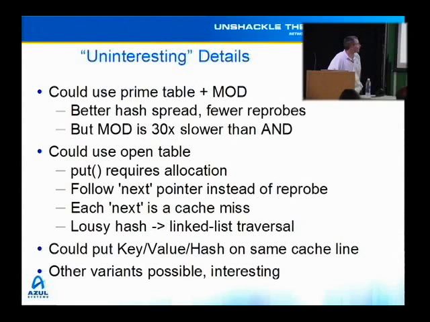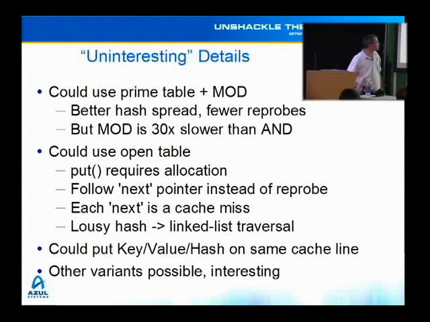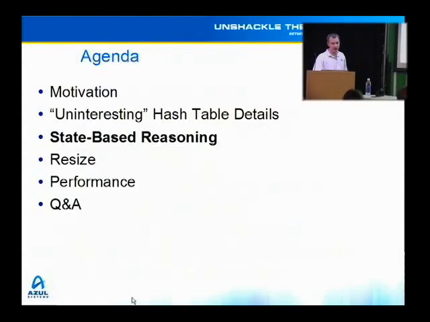I want to get my hash function on the same cache line, but keys and values are object pointers and hash is an int. In Java, it's hard to mush that all into a package that fits on the same cache line. So there's some engineering decisions to make here. And that's sort of the end of the uninteresting stuff.